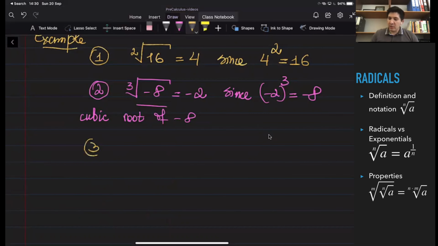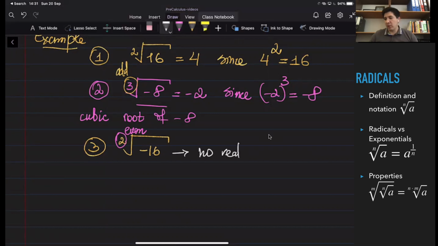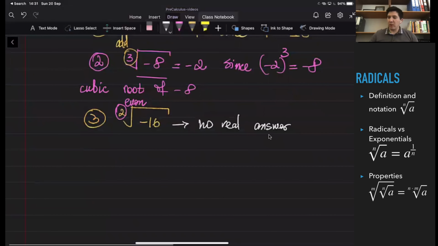Please note here that the number inside the radical can sometimes be negative when we are dealing with radicals of odd powers. Here 3 is an odd number. But if I would like to find the square root of -16, where the power is an even number, then in this case there is no real answer. Okay, so what does it mean? The constraint is like this.